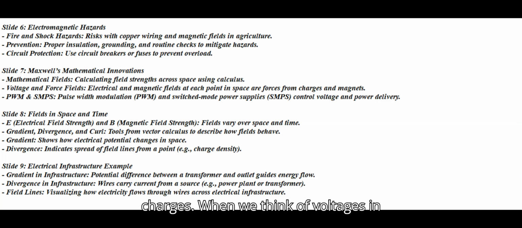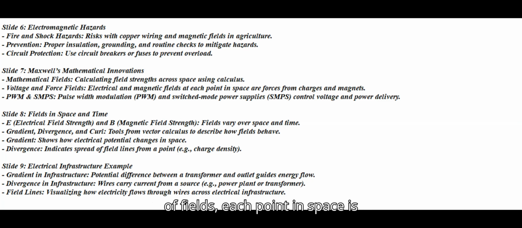When we think of voltages in electricity, we use tools like PWM, pulse width modulation, and SMPS, switched mode power supply, to control voltage states in devices. Voltages in digital systems represent binary states, ones and zeros, high voltage or no voltage, but there are nuances. Analog signals can take on a continuum of values, not just high or low. These voltages are influenced by electromagnetic fields, which can vary continuously in space and time.